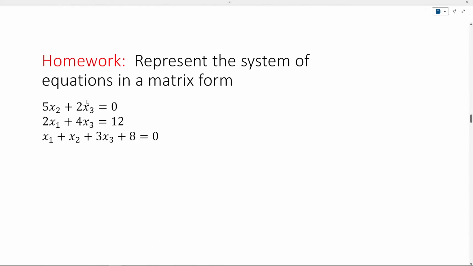And this is your homework. Represent the system of equations in matrix form. Okay.